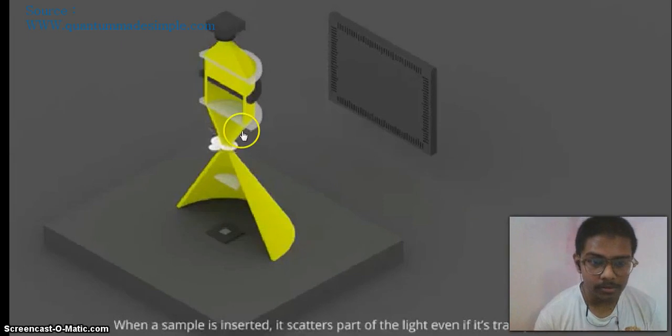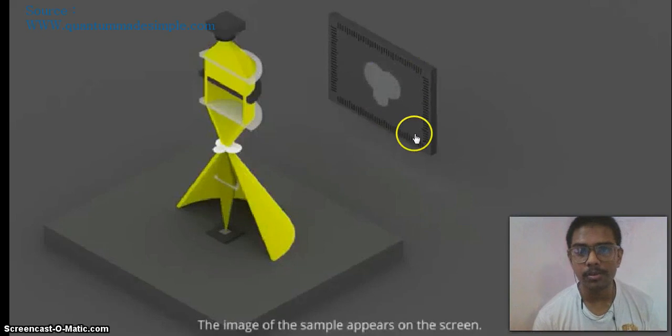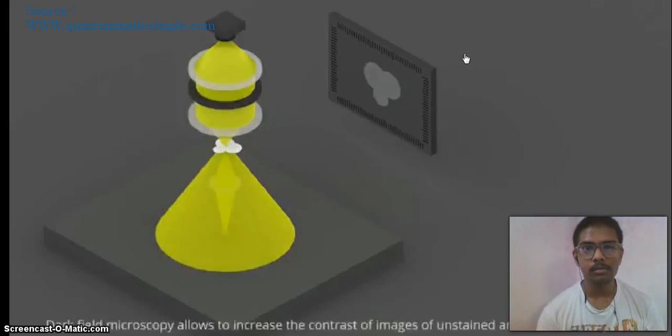Now the specimen is coming. This white color is the specimen. Now image formation will happen. This is the objective aperture. Okay. Now image formation will happen here. The image of the sample appears on the screen. This is the whole image.